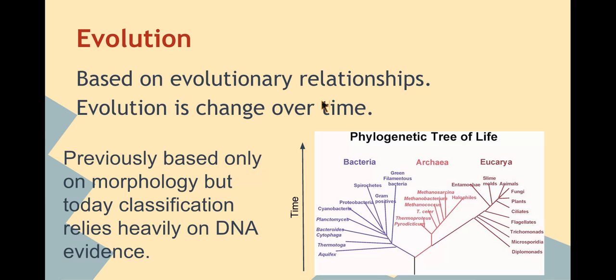So again, taxonomy is based on evolutionary relationships. Now, evolution is just change over time. We'll talk about evolution by natural selection, which is Darwin's theory for how evolution happens. But evolution itself just means that things are changing over time. So here's a phylogenetic tree. We have our three domains, which we'll talk about in a second. And this is showing on the y-axis that as we move along this, what's actually happening is time is passing. So here we have our common ancestor.